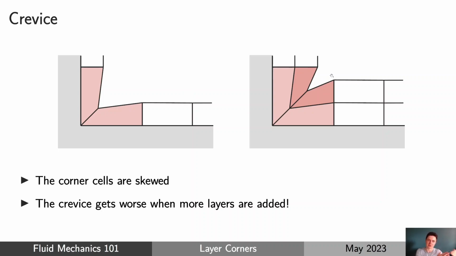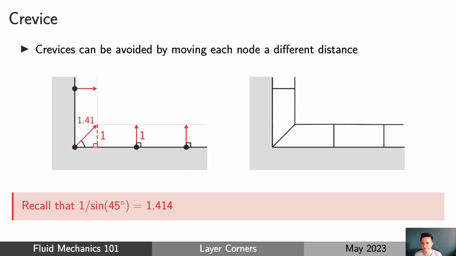Every time we add more layers, the crevice is getting more and more extreme, and you can see the angle here of this vector, the angle of the corner here is tending towards 180 degrees, which would give us a degenerate cell. So we want to avoid this problem of generating a crevice in the corner. And of course, we may not have a 90-degree corner, we may have an even tighter corner in some geometries for CFD. So what do we do?